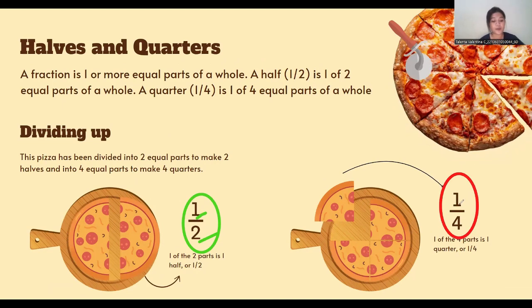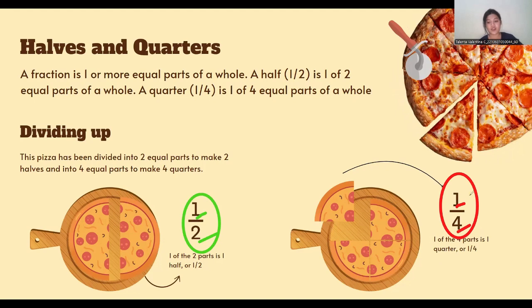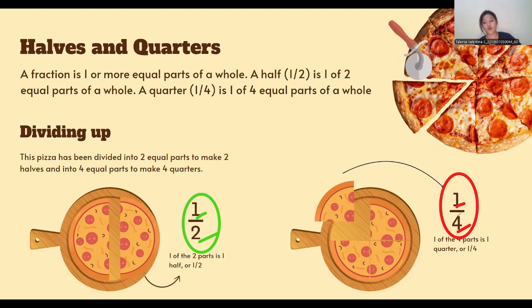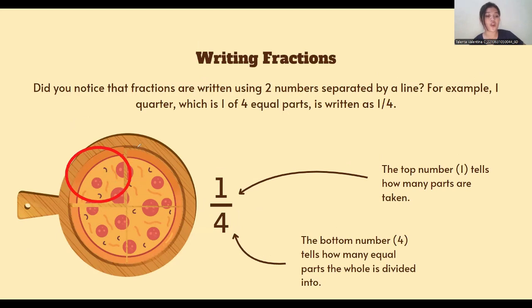1/4 means 1 out of 4 equal parts. This is written 1 over 4, written as a fraction. Did you notice that fractions are written using two numbers separated by a line? For example, 1/4, which is one of four equal parts, written as 1 over 4.